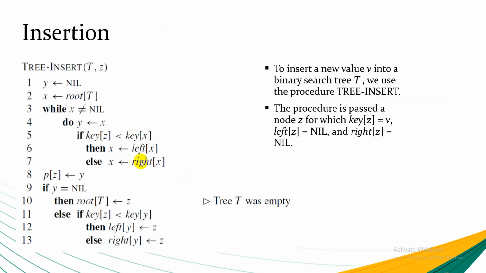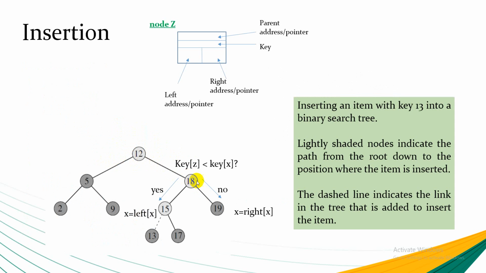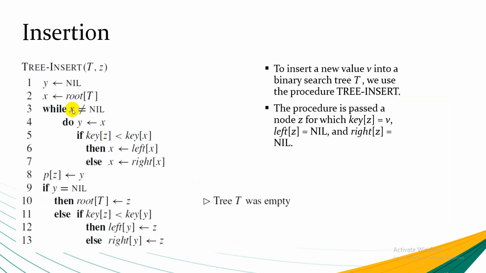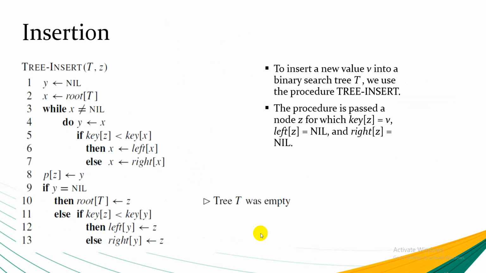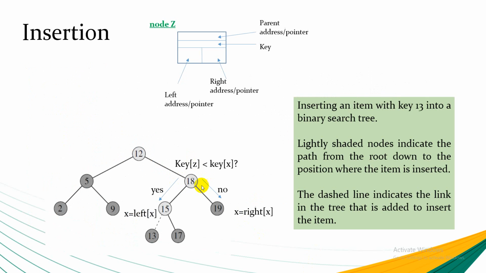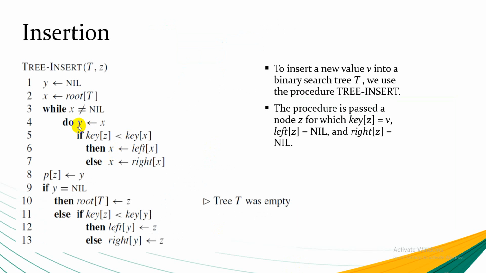This means that X is now equal to right of X. What does it mean here? So X will be equal to this node. Then we check, is X different from null? The answer will be yes. Why? Because 18, this node, is different from null. So what we do here, Y is now equal to X, which is the node 18.